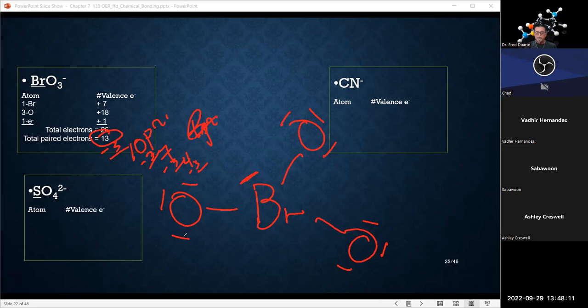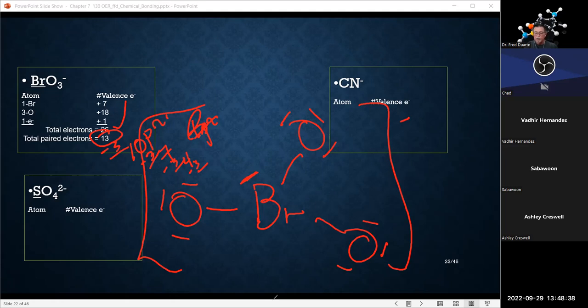So go back and check to make sure I still have 13. Okay, I got 6, 9, 10, 11, 12, 13, 13 pair, which is consistent with the number that I had. Now, I put a bracket around the whole thing, and I'll have a cleaner picture here in a minute with a negative charge. And that will be what I present, this Lewis dot structure.